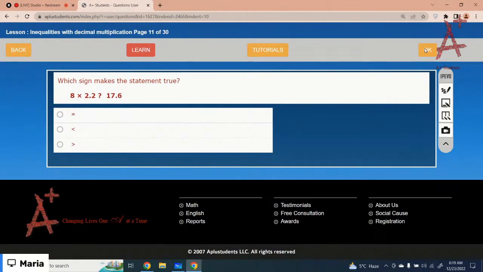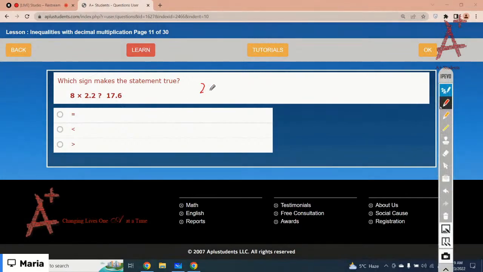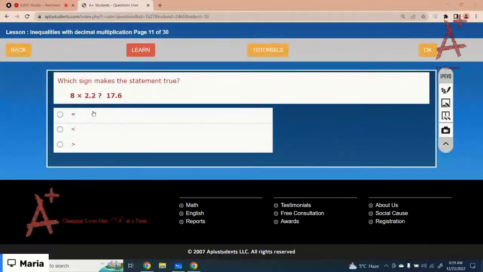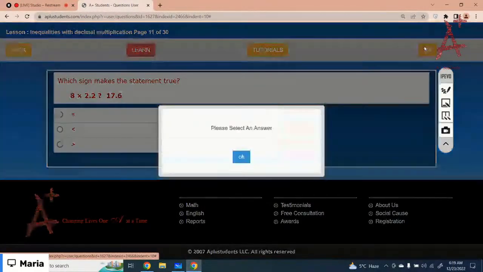Okay, the next one is 2.2 times 8 and 17.6. Got it? So let's just do 2.2 times 8. 8 times 2 is 16, write 6 and carry 1. 8 times 2 is 16 and 1 is 17. So it would be 17.6. So you have to compare 17.6 and 17.6. Got it? So yes, they are exactly equal. Just select the correct option and click on the OK button.